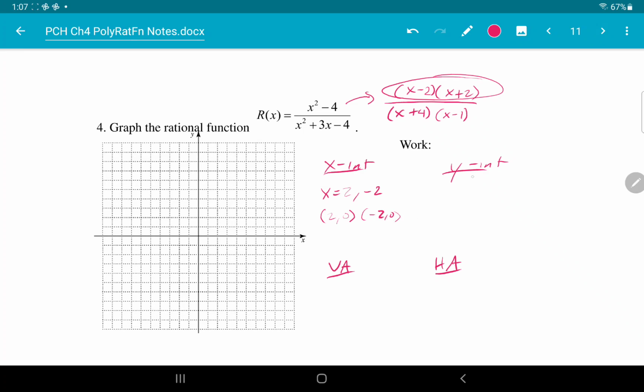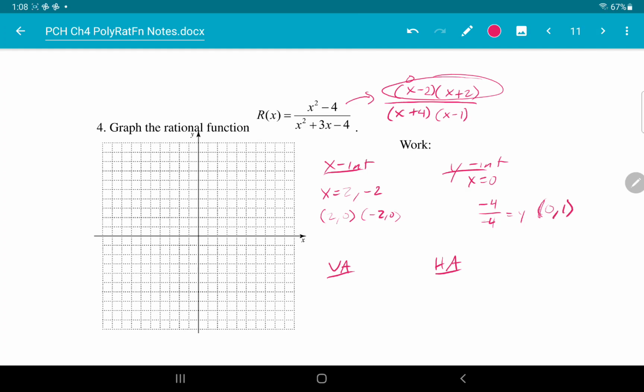For the y-intercept, that's when we set our x value equal to 0. So just imagine that we had zeros in all of our x's. And when we do that, we'll get negative 2 times 2, so we'll get negative 4 over 4 times negative 1, so another negative 4. So the y value will equal 1. So we're going to see that our y-intercept occurs at (0, 1).